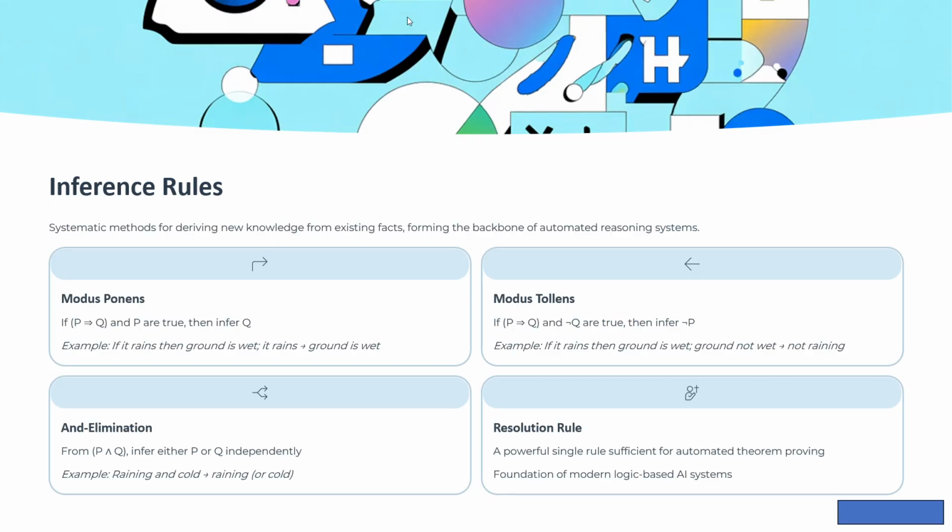For example, if it rains, then the ground is wet. P implies Q. It rains, P, so the ground is wet, Q. These rules allow AI systems to deduce new facts from known information, which is the heart of knowledge-based reasoning.